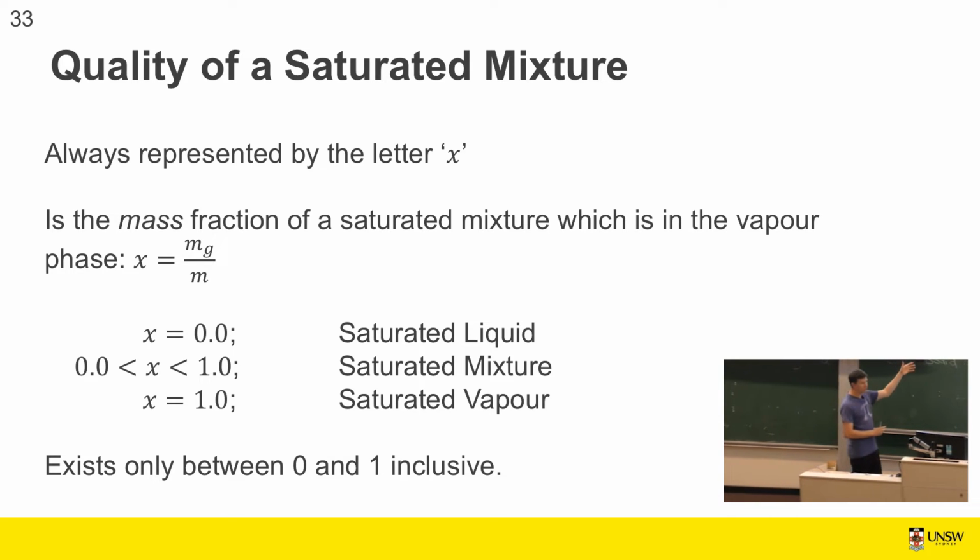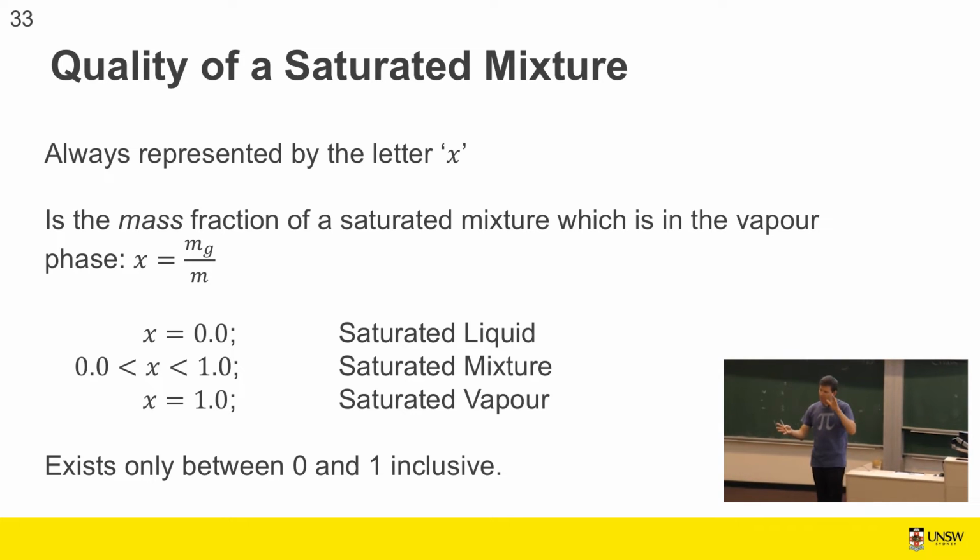If the quality is zero, that means it's a saturated liquid. So if the quality is zero, all of the substance is liquid, and if you cool it anymore, it'll become subcooled. If you add any energy, it'll become a mixture. The quality will rise. So it's saturated liquid. If the quality is 1, it's a saturated vapor. If you remove any energy, some liquid will condense out, or if you increase the pressure, some liquid will condense out. If you increase the energy, you'll go into the superheated vapor. Right? And quality only exists between those two states.